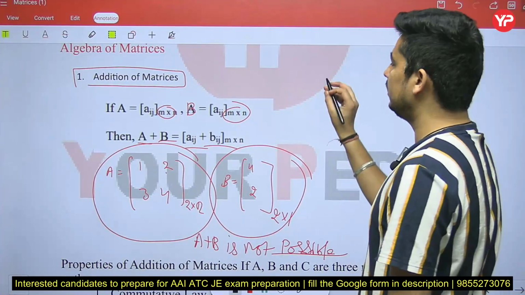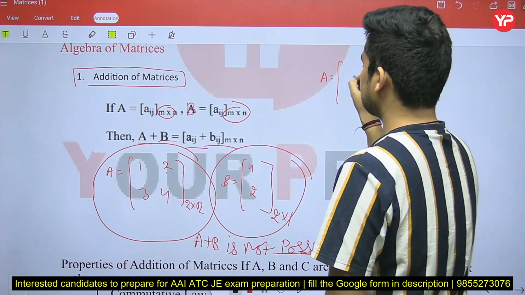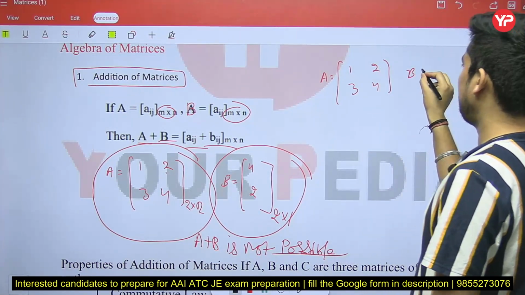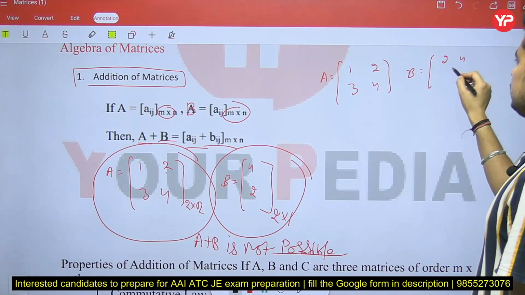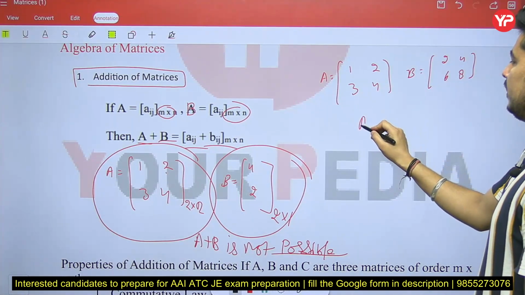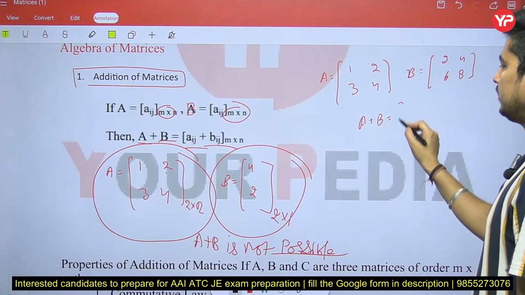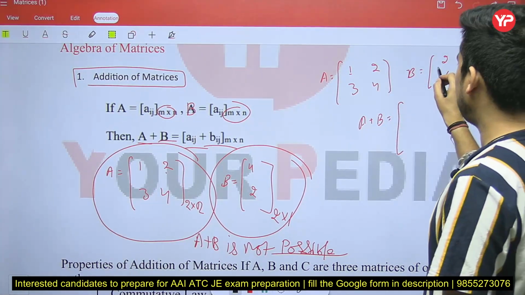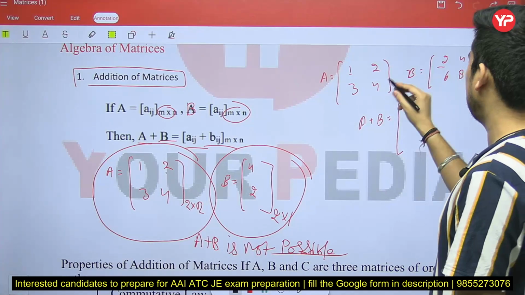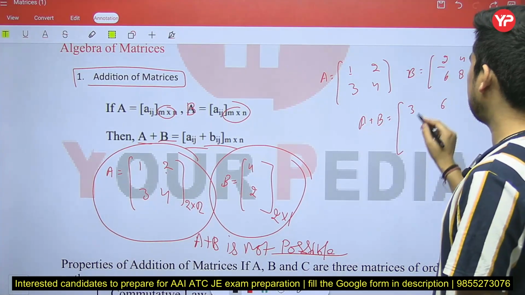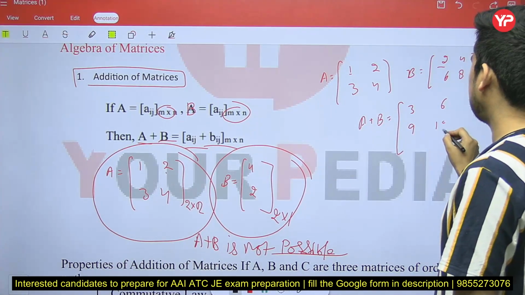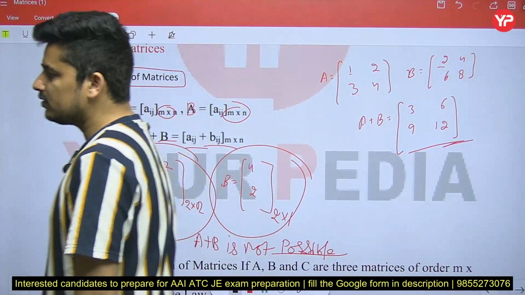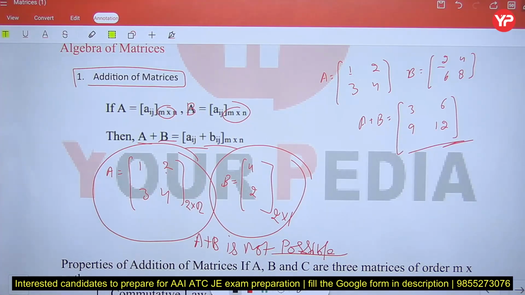Addition is only possible whenever you have two matrices that have the same order. Let us take A as 1 2 3 4 and the B matrix as 2 4 6 8, and you are performing A plus B, the addition of these two matrices. The addition can be done by adding element by element. 1 plus 2 is 3, 2 plus 4 is 6, 3 plus 6 is 9, 4 plus 8 is 12. So A plus B is given by this one, right?